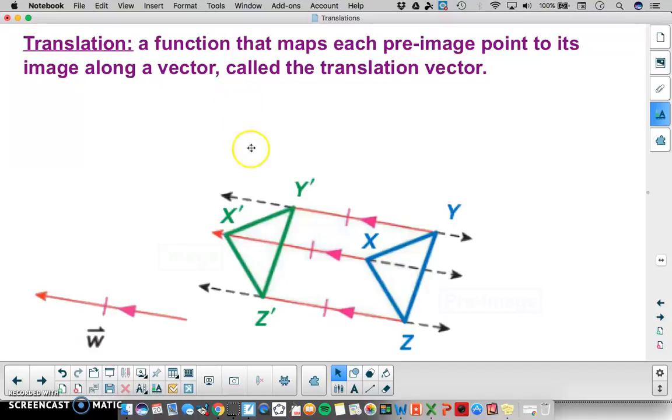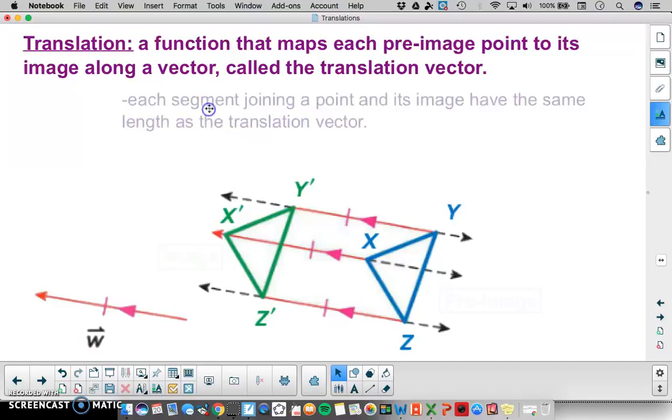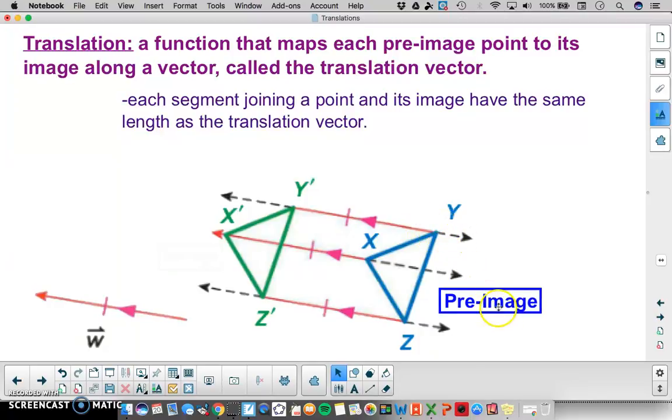And there are two conditions that the translation must meet. The first condition is that each segment joining a point and its image have the same length as the translation vector. So we see this point here, point Y, on the pre-image. That would be our starting figure that connects to this Y prime. That's what we call the little apostrophe there. We're going to call that Y prime on the image.